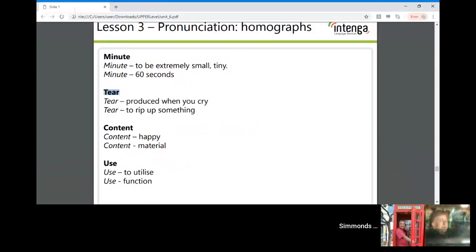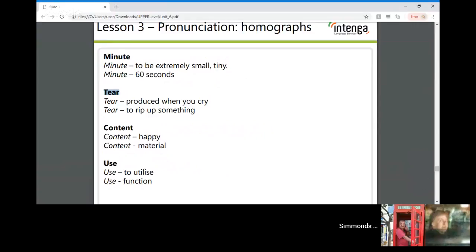Do you have any idea? Yes, but I can't remember right now. Tear, because I listen to songs. I know, Tears for Fears. And usually this is a word in music, in songs. Tear.